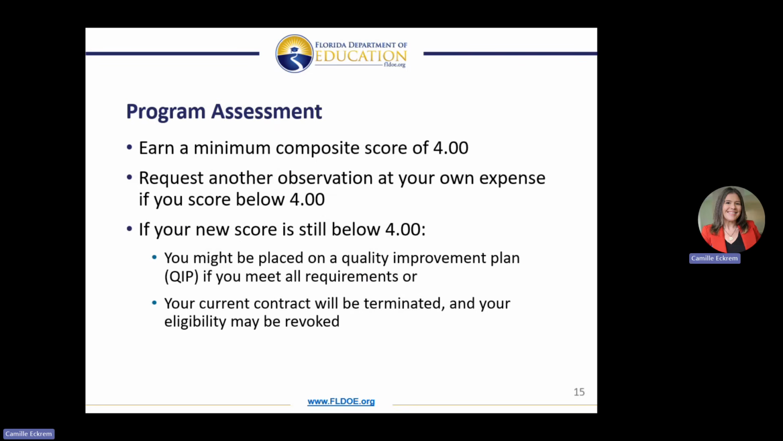Program assessment. Earn a minimum composite score of 4.00. Request another observation at your own expense if you score below 4.00. If your new score is still below 4.00, you might be placed on a quality improvement plan, QIP, if you meet all of the requirements, or your contract will be terminated and your eligibility may be revoked. Coalitions observe 50% of classrooms for each care level to determine the composite score. Those classrooms are randomly selected.